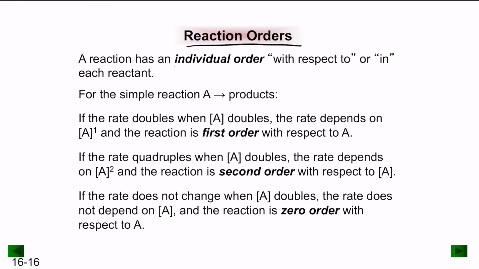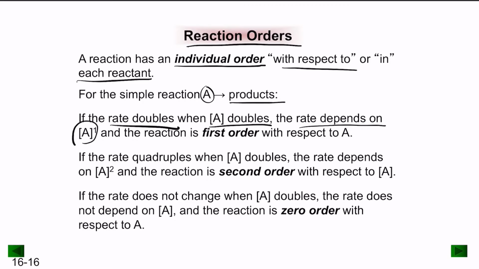So now let's find out what these reaction orders mean. A reaction will always have an individual order with respect to each reactant. For a simple reaction where we are converting a reactant into products, if the rate is doubled when the concentration of A is doubled, this is an example of a rate that depends on A to the power 1, and this is called a first order reaction. So if the rate gets doubled at the same rate as the concentration gets doubled, we call that a first order reaction.